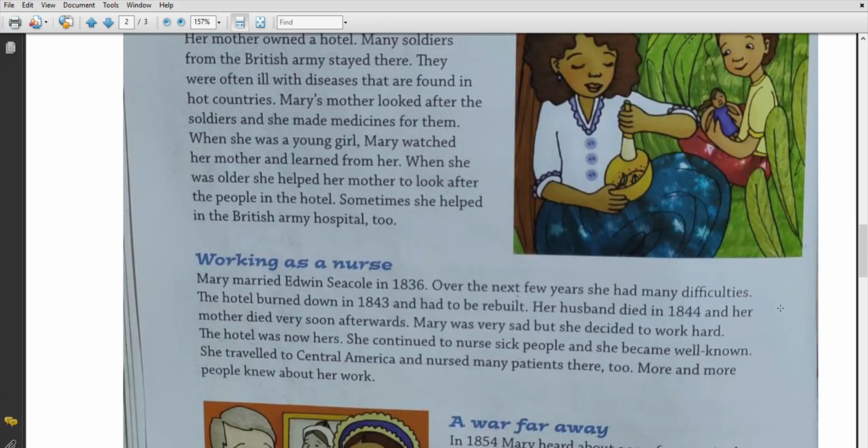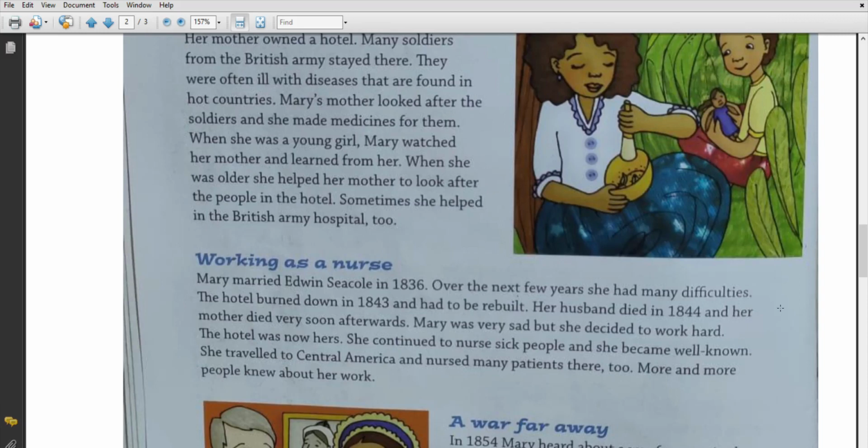Working as a nurse. Mary married Edwin Cole in 1836. Over the next few years, she had many difficulties. She had many troubles. The hotel burned down. It was damaged by fire in 1843 and had to be rebuilt. She had to build it again. Her husband died in 1844 and her mother died very soon afterwards.